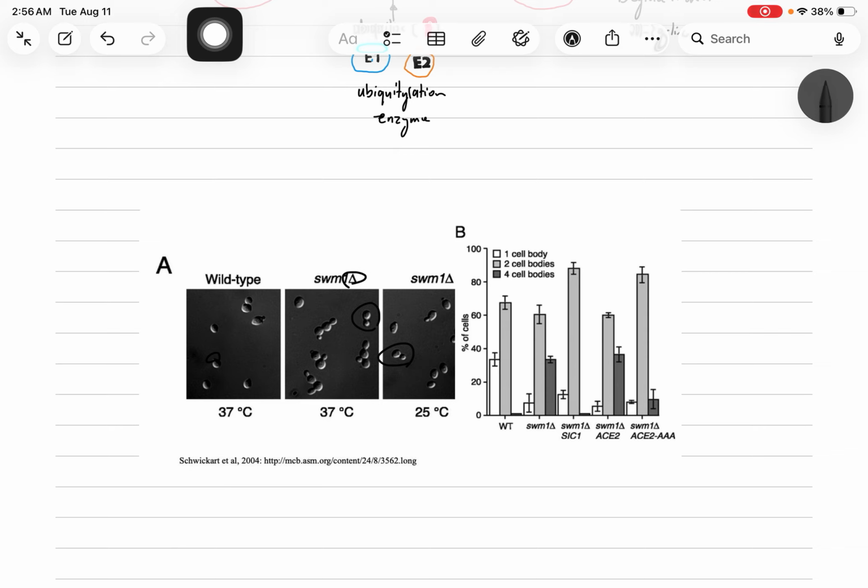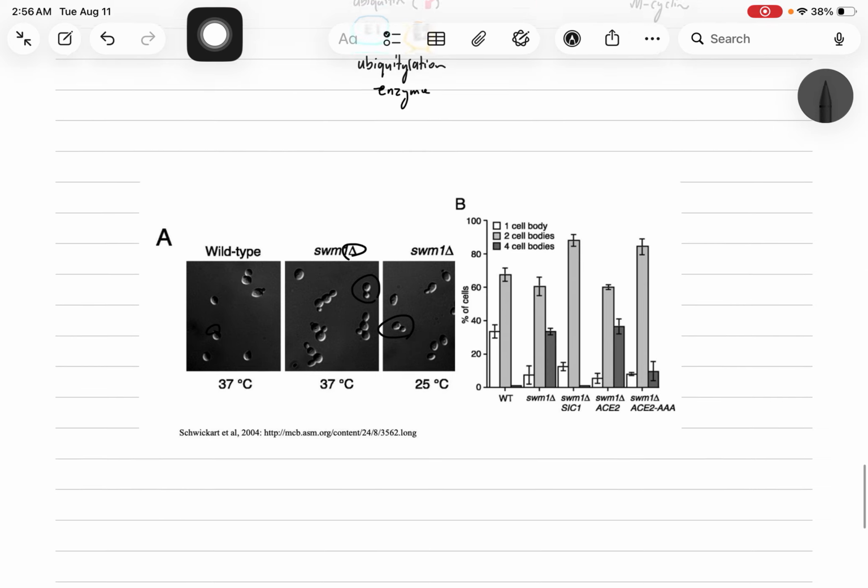Now this raises the obvious next question: what actually stops the cycle if something is wrong, like unreplicated DNA or chromosomes that are not attached to the spindle? That's the checkpoint system itself, and that's coming in a future video.